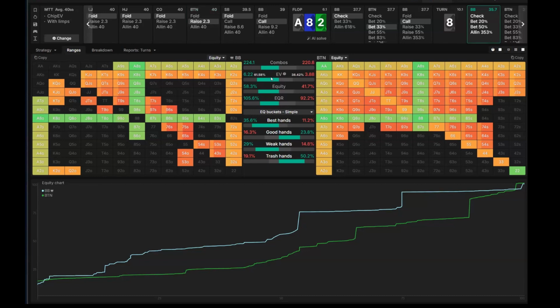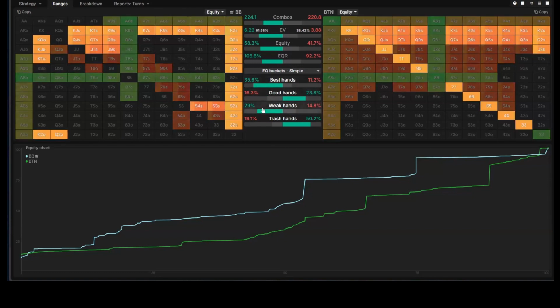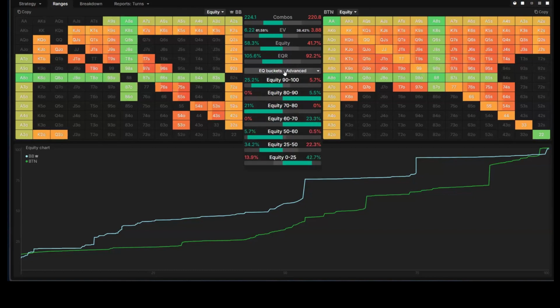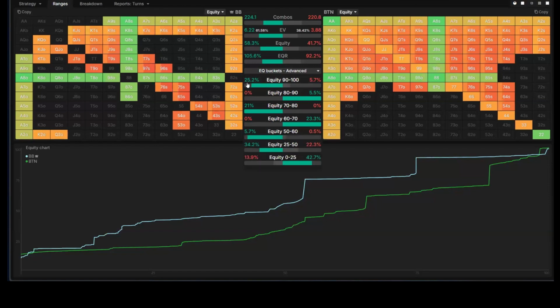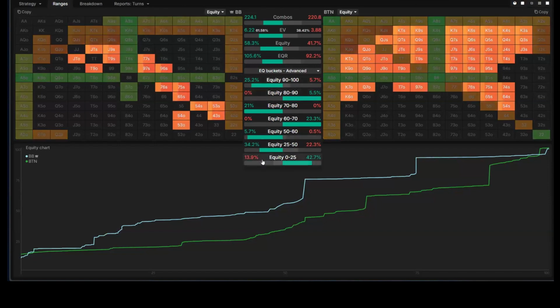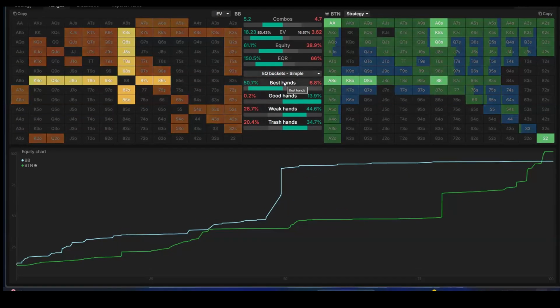What really helped me in GTO Wizard is this feature here, the equity buckets. So we have best hands, good hands, weak hands, trash hands. We can also break it down based on an equity percentage, like 90 to 100% is what we'd call the nutted hands. It would be the trips in this instance, and trash would be like 5-3 off, which has got nothing but a gut shot. Instead of having to categorize every single combination of hand, you categorize in chunks of equity.